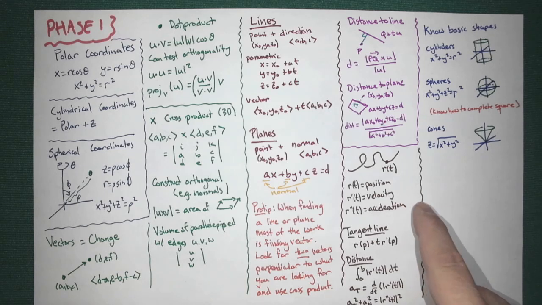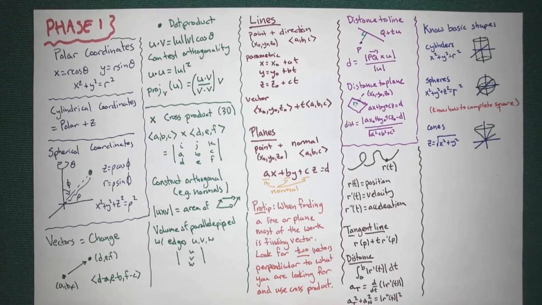From the velocity function. So the velocity is the direction of motion. So if you're saying, oh, I want to find a tangent line, I know how to find a point. I know how to find direction. It comes from the function and the derivative.